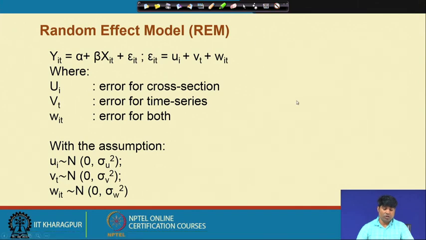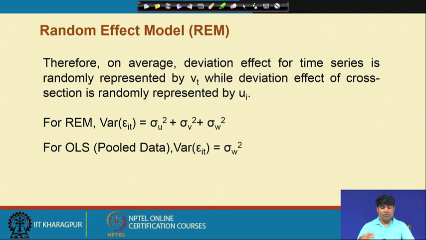Moving into the estimation process, the deviation effect for time series is randomly represented by v_t, while the deviation effect of the cross section is randomly represented by u_i. So ultimately, for random effect models, the variations of the error terms will be sigma square u, through the cross sectional impact, sigma square v, through the time series impact, and sigma square w, with respect to the pooled data. As a result, the total error is decomposed into cross sectional error, time error, and the pooled data error. That is how the partition works.